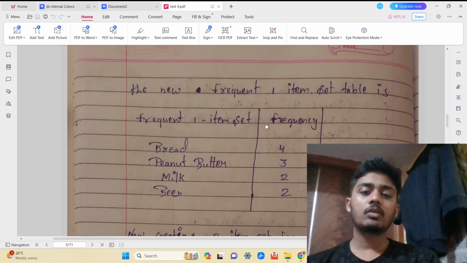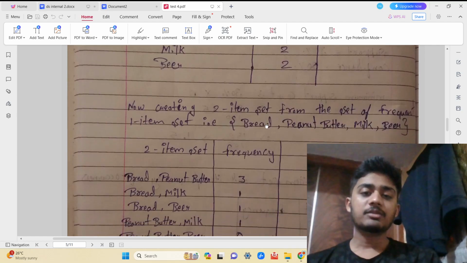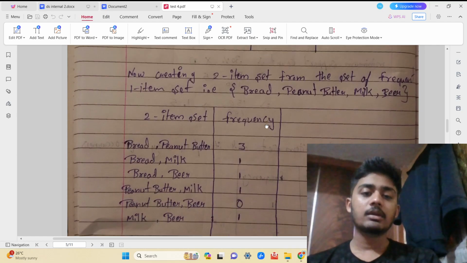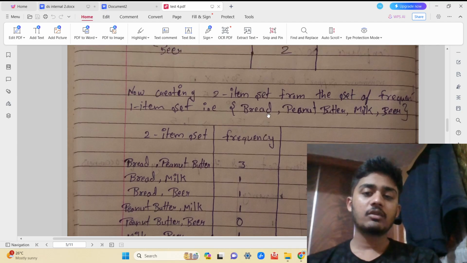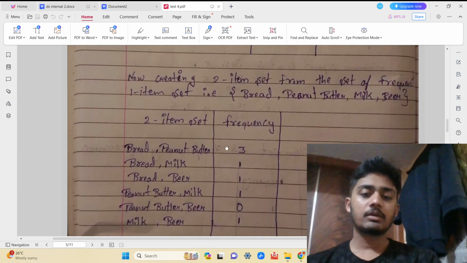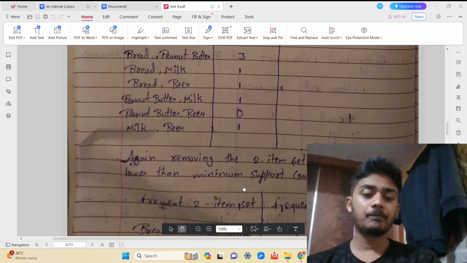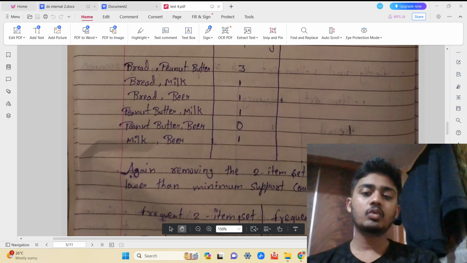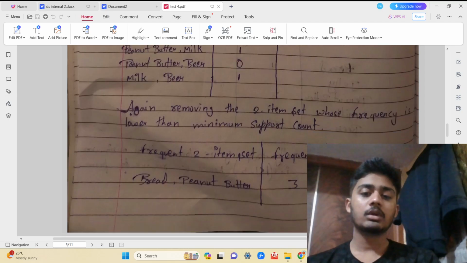Now we will find out the two item set. So two item set will be combination of these remaining items, like jelly was removed here. So first bread and peanut butter frequency was 3, then bread milk was 1, this was 1, peanut butter milk was 1, 0, 1. Now again removing two item sets whose frequency is lower than minimum support count.